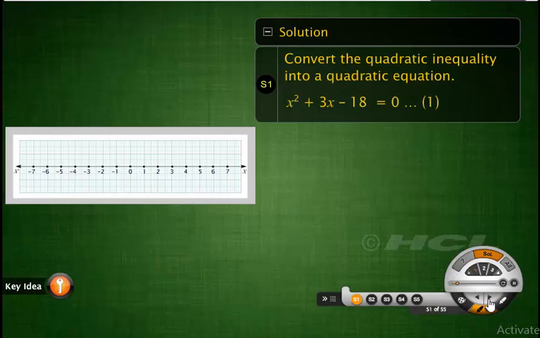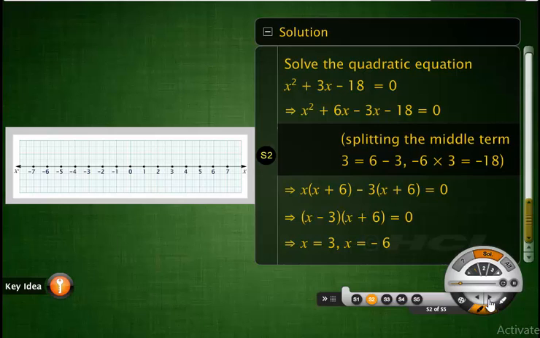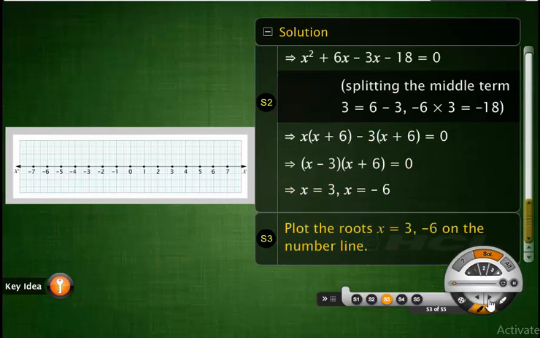First, convert the given quadratic inequality into a quadratic equation x squared plus 3x minus 18 equals 0. Label this quadratic equation as equation 1. Next, find the roots of the quadratic equation by solving it. Plot the obtained roots 3 and -6 on the number line such that the roots divide the number line into three regions as shown.